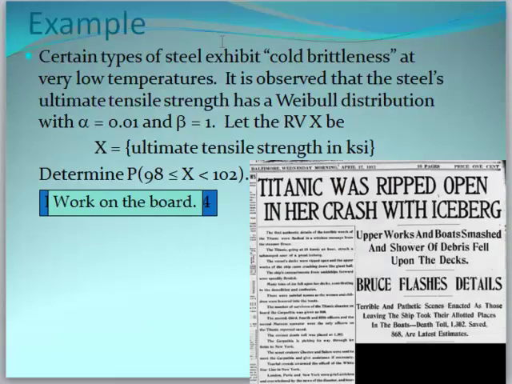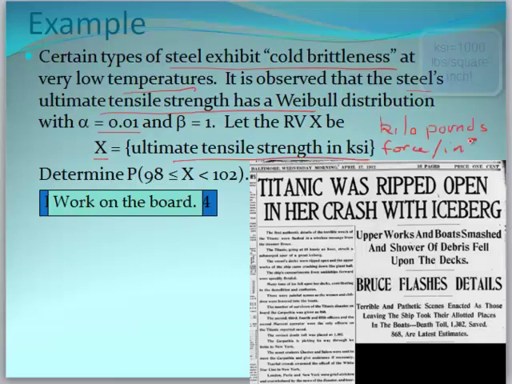The next example deals with steel that exhibits cold brittleness at very low temperatures. This is precisely the phenomenon that the Titanic fell prey to. It's observed that steel's ultimate tensile strength has a Weibull distribution with alpha equal to 0.01 and beta equal to 1. So if we let the random variable be the ultimate tensile strength, we're supposed to determine the probability that our x will fall between 98 and 102.